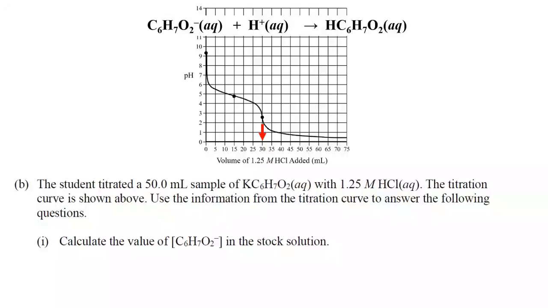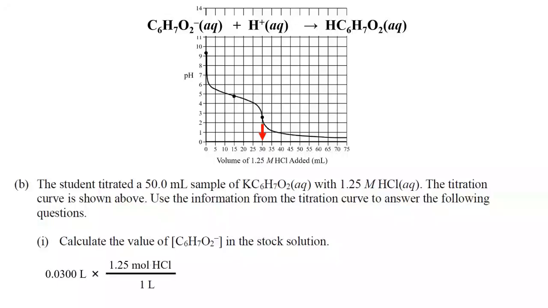Remember that volume in liters times the concentration in units of moles per liter will give you the moles. So the volume in liters would be not 30, but rather divide by 1,000. So 30 divided by 1,000 would be 0.03 liters.